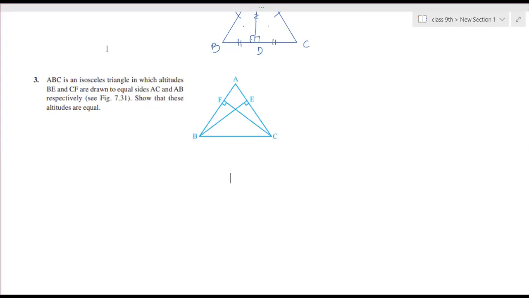Third question, exercise 7.2. ABC is an isosceles triangle in which altitudes BE and CF are drawn to equal sides AC and AB respectively. Show that these altitudes are equal. So how to solve? Any idea?